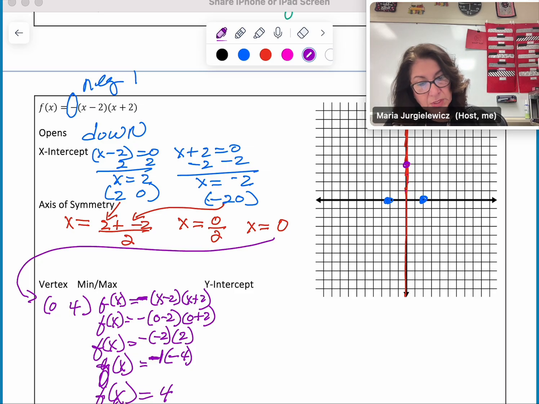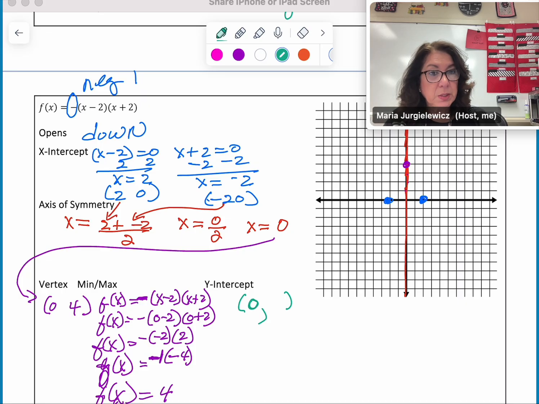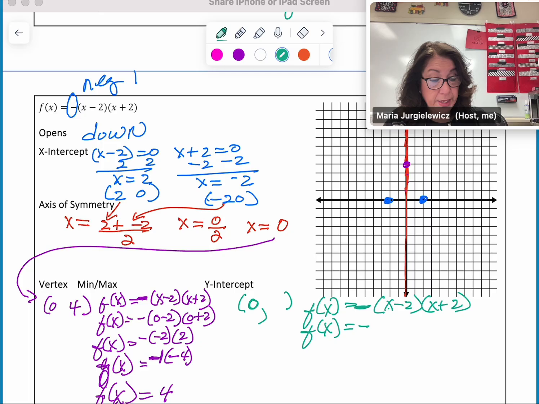Okay. And then finally, I want to find my y-intercept. I know that if it's a y-intercept, the x value has to be 0. And now I'm going to plug it into my equation. So f of x is equal to negative (x minus 2)(x plus 2). f of x is equal to negative (0 minus 2)(0 plus 2). f of x is equal to negative (-2)(2).